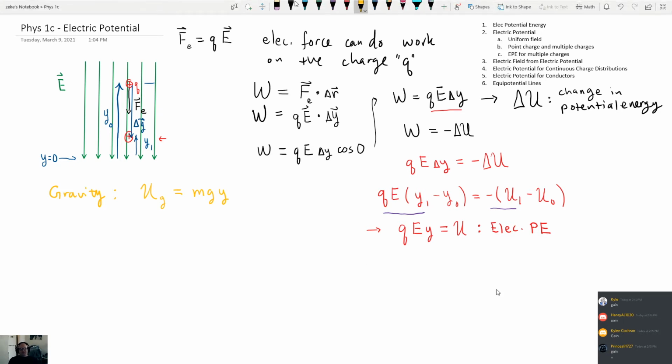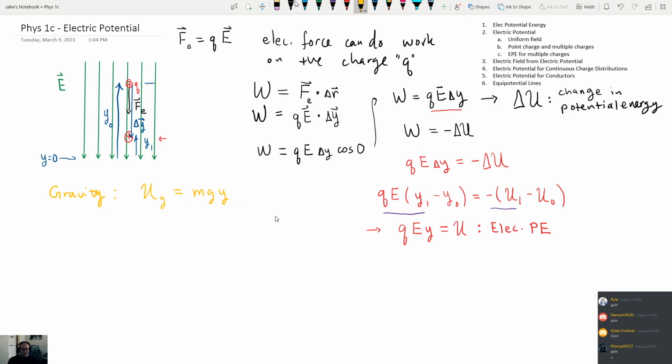Okay, so that's electric potential energy. Very similar. You've got a charge. Compare that to the mass of an object, because mass is what makes things feel gravity. Charge is what makes things feel electric forces. And then you've got the field itself, which for gravity near the surface of the Earth, you've got g. And for the field with electricity, you've got E, right? And then the elevation, okay?